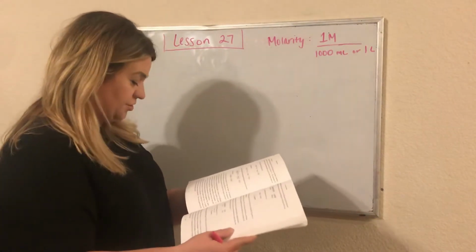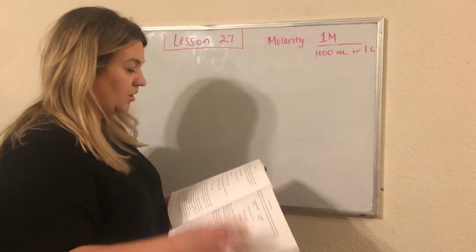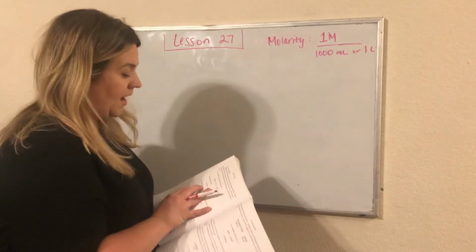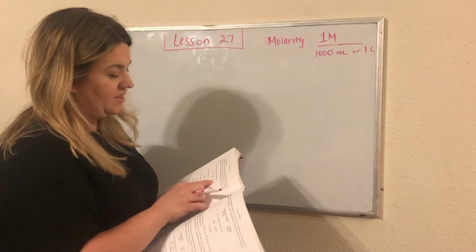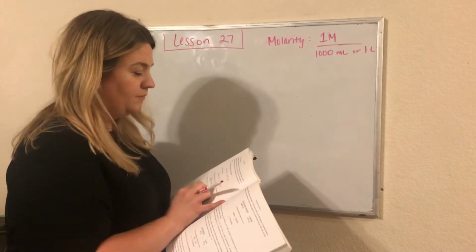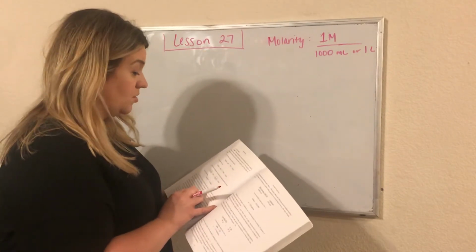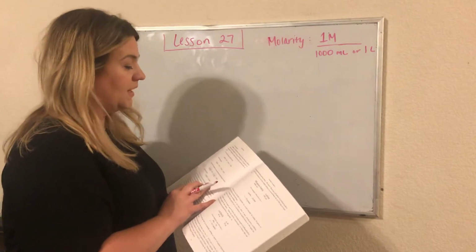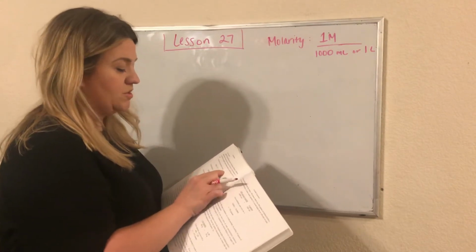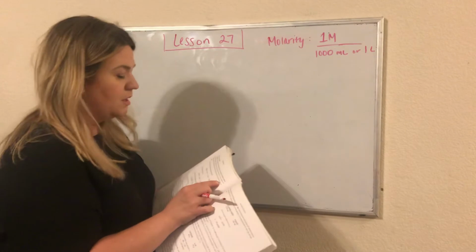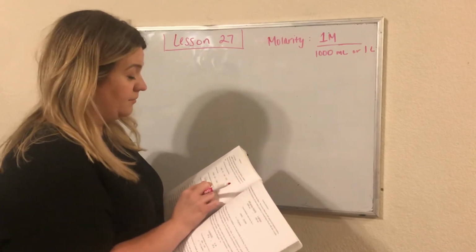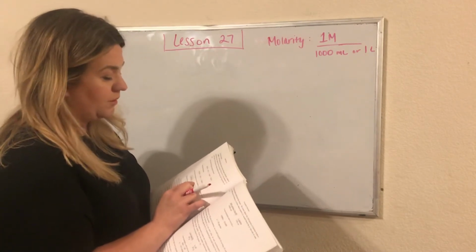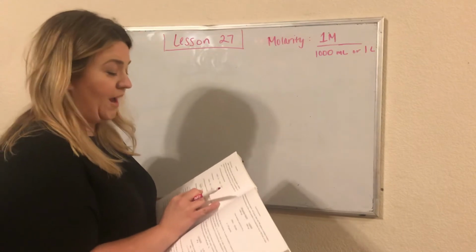So on your page 256, we're going to look at example number 1, and it says: when sodium hydroxide is mixed with hydrogen chloride, sodium chloride and water result. Suppose you have been given 100 milliliters of a 5 molar solution of sodium hydroxide. How many grams of sodium chloride would you yield from this reaction?